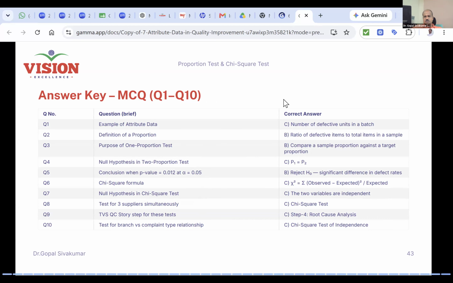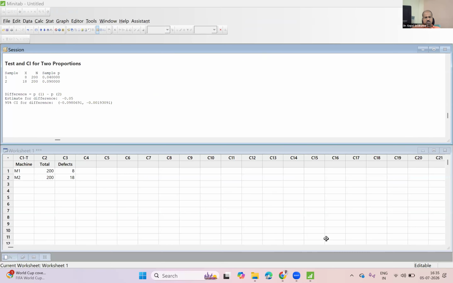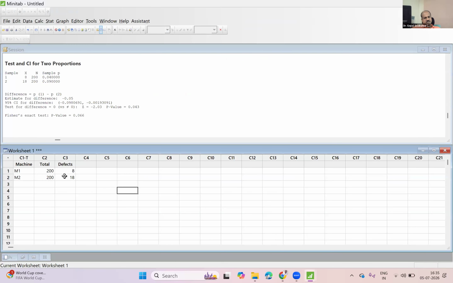Okay, so now let's do one quick case study using Minitab. So do you also share this presentation? I don't think it is shared yet. Okay, I'll share. I'll share that. All right. So I have taken Minitab. You see here I've taken Minitab.